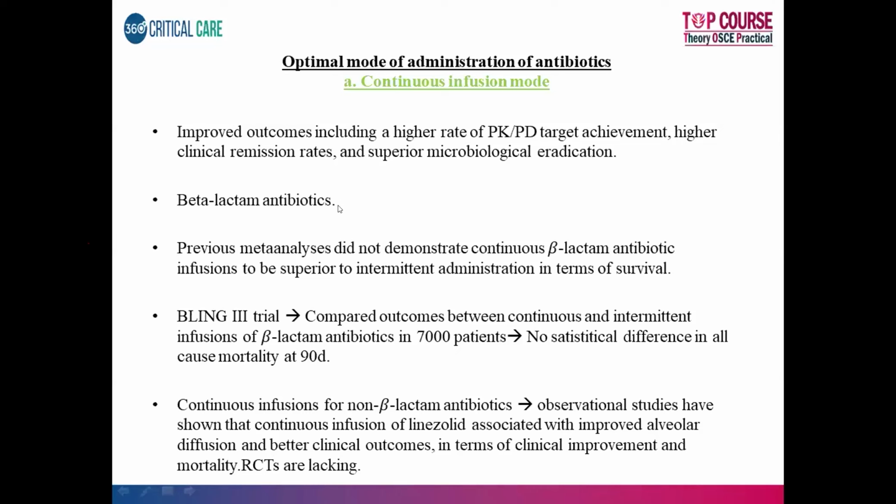So especially this has been tried with beta-lactam antibiotics. Previously, some meta-analyses have demonstrated no superiority by giving continuous beta-lactam antibiotics in terms of survival. So recently you have the BLING III trial, which is important for you all. Here they compared outcomes between continuous and intermittent infusions of beta-lactam antibiotics in 7,000 patients. A very huge number, but they found there is no statistical difference in all-cause mortality at 90 days.